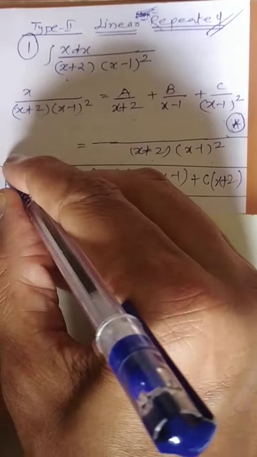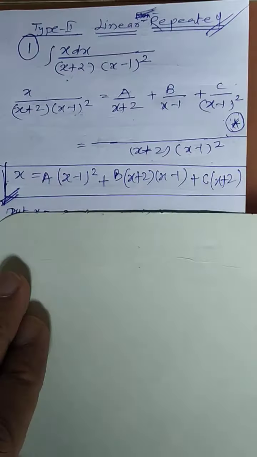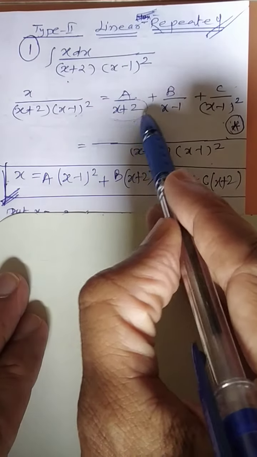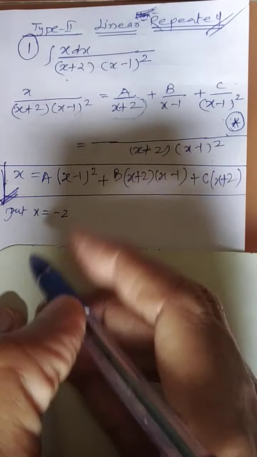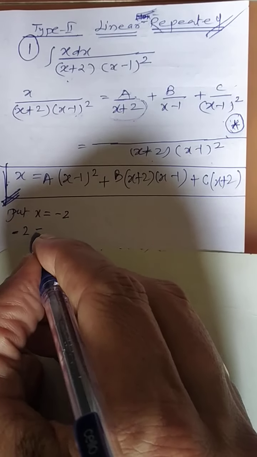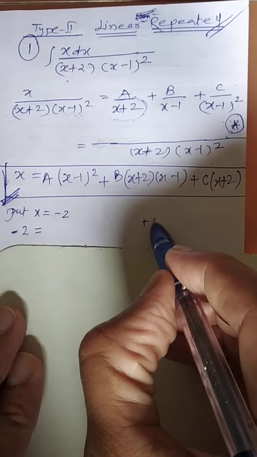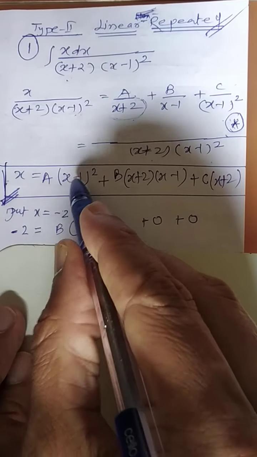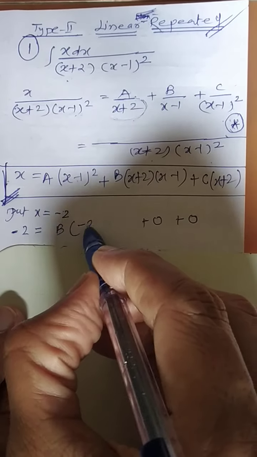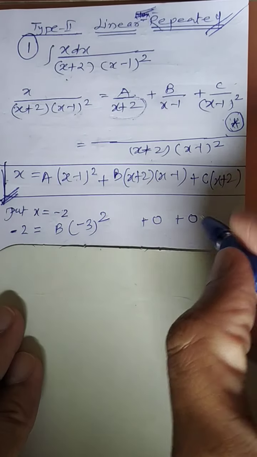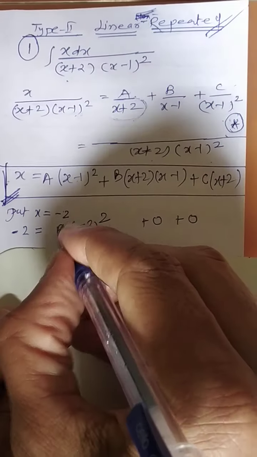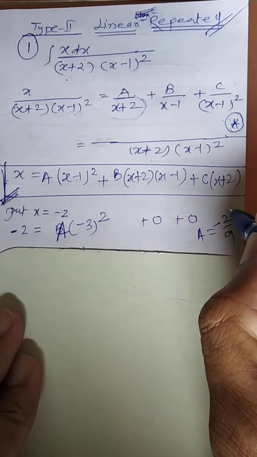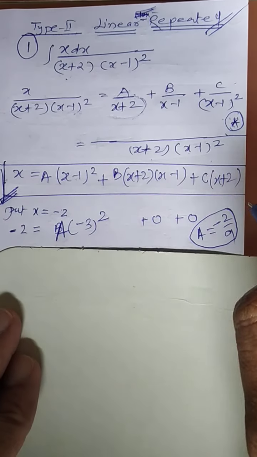Now this rectangular box will always give you the value of A, B, C. Now you know that also. This is when, correct, x is minus 2. Put x equal to minus 2. So left hand side is minus 2 will be equal to, now these two terms will be 0. Here only B, it will be minus 2 and minus 1, minus 3 the whole square. So the value of A will be equal to minus 2 by 9.